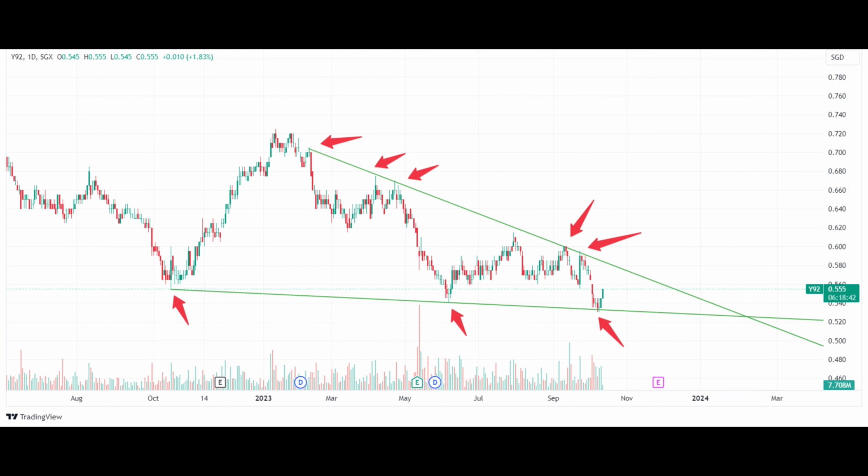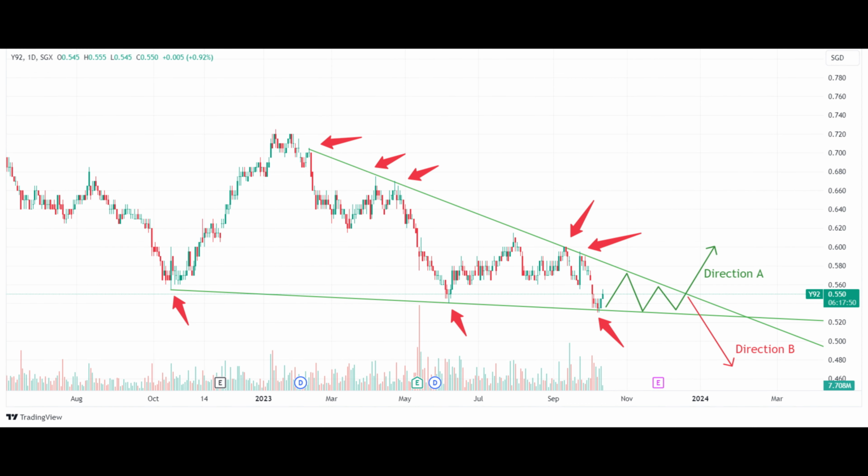So here's how it works. If the price breaks down below the lower trend line with strong trading volume, it's likely to move in direction B. Conversely, if it breaks the upper trend line, it will possibly move in direction A. Since this is a descending triangle pattern, there's a higher chance that the stock will follow direction B, continuing its downward trend. Besides that, let me show you another perfect example of a triangle chart pattern.